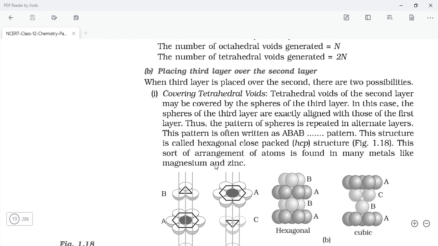Placing the third layer over the second layer. First, covering tetrahedral voids. Tetrahedral voids of the second layer may be covered by spheres of the third layer. In this case, the spheres of the third layer are exactly aligned with those of the first layer. Thus, the pattern of spheres is repeated in alternate layers. This pattern is often written as ABAB pattern. This structure is called hexagonal close packed structure (HCP). This sort of arrangement of atoms is found in many metals like magnesium and zinc.